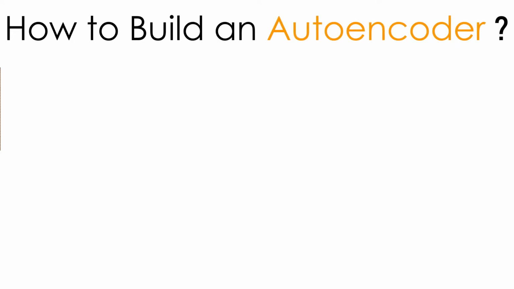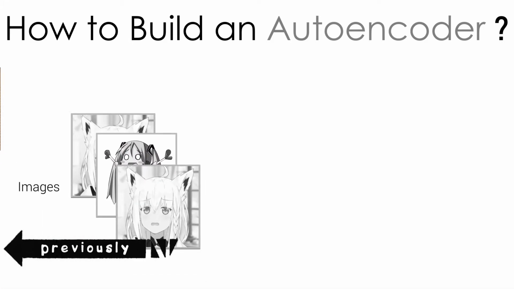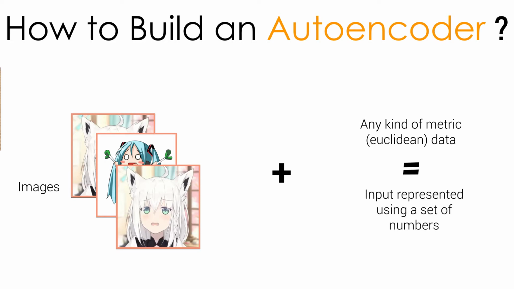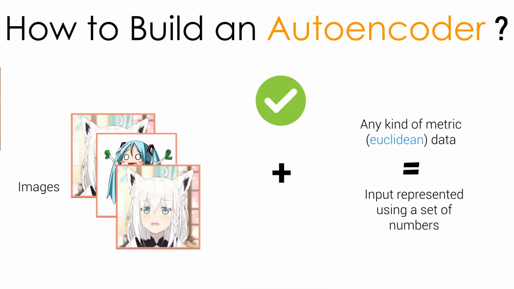Before moving on to the next example, I'd like to dwell upon how autoencoders are built. In my previous example, the data which we used was only composed of images, but autoencoders don't only work with images. They can also be applied to any kind of measurable data. In other words, if the input is represented using a set of numbers, like a point's coordinates, then it can be used in autoencoders. This type of data is also known as Euclidean, in reference to the famous Greek mathematician Euclid. While I like to present autoencoder applications with images so that you can directly see what's going on, remember that it's not the only way you can use them.